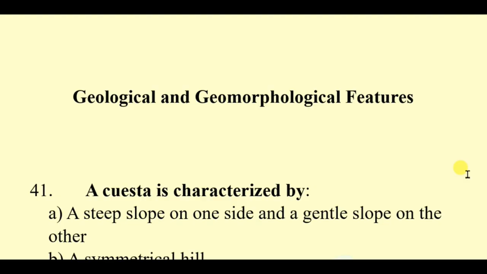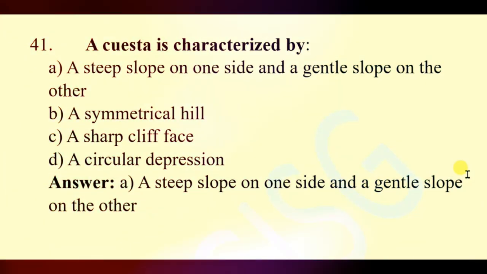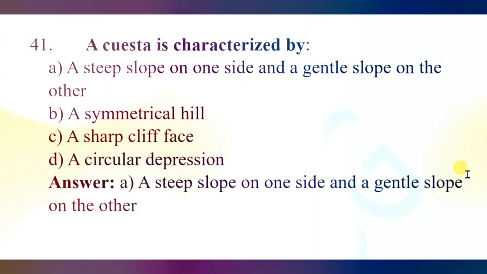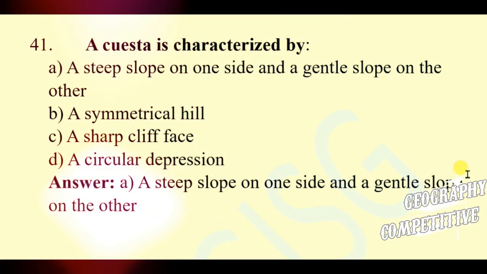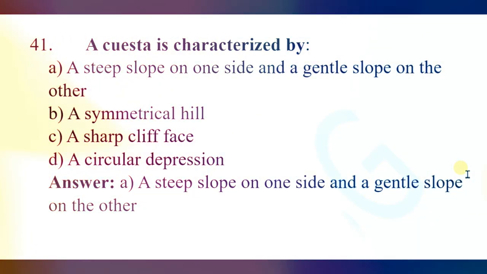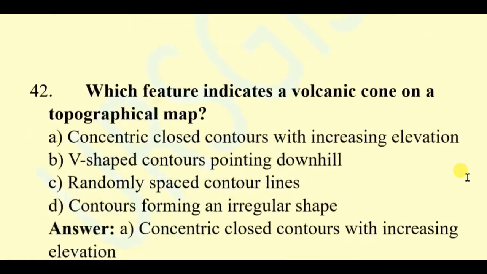Geological and geomorphological features. A cuesta is characterized by a steep slope on one side and a gentle slope on the other, a symmetrical hill, a sharp cliff face, a circular depression. Here the right answer will be a steep slope on one side and a gentle slope on the other.